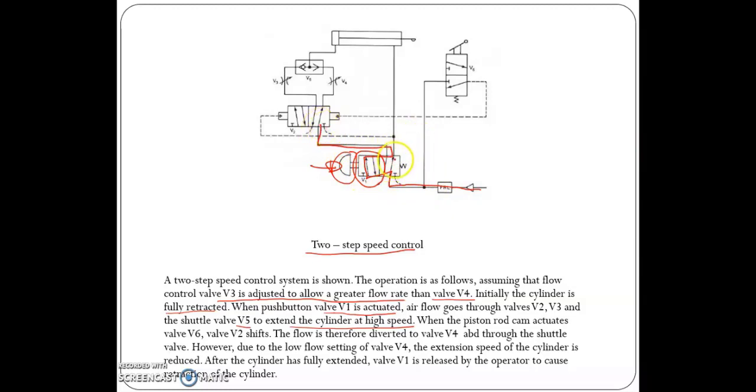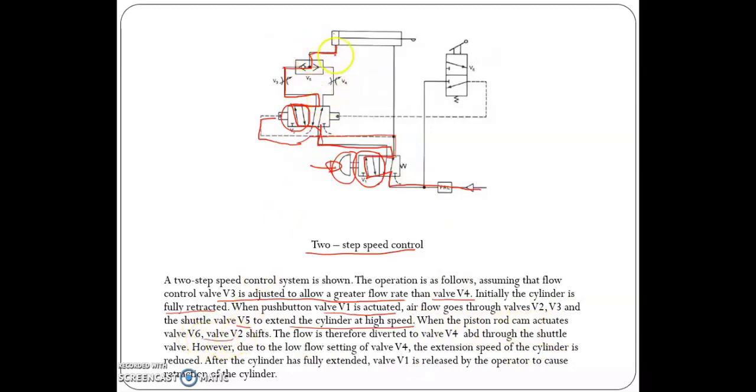And then this one pun pada masa yang sama, this one dia akan activate the this one. So dia akan shift to this position. So this one akan masuk ke sini. So dia akan masuk lalu ke V2 and then lalu ke the shuttle valve. So the cylinder will extend. Okay. When the piston rod actuate the valve V6, valve V2 shift.